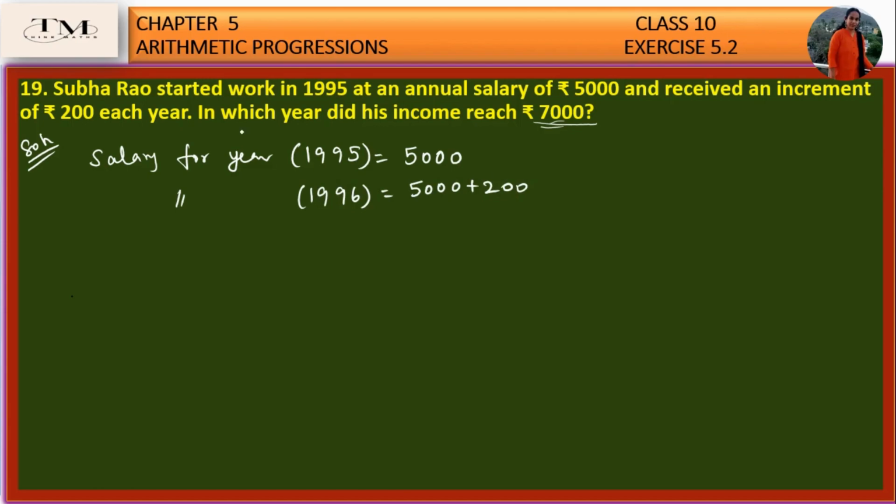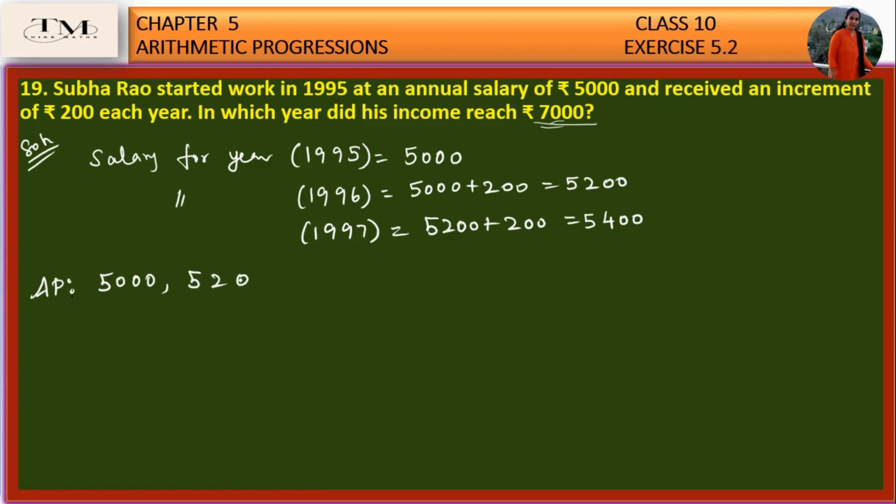So the salary for the year 1996 will be 5,000 plus 200. So they are giving an increment for each year. So it will be 5,200. So in the year 1997, the salary will be previous year salary plus 200. So it goes on like this, so we get an AP, arithmetic progression. First salary is 5,000. In the next year, the salary will be 5,200, 5,400. So it is increasing by 200, so we get the common difference. So it is an AP. So here A is equal to 5,000 and D is equal to 200. So what is the question?